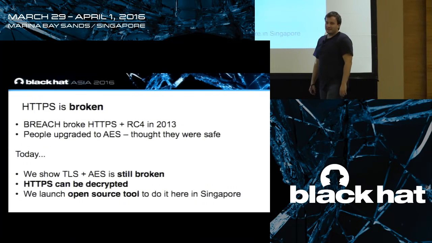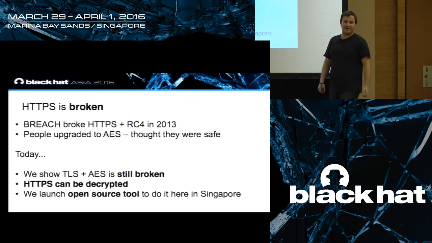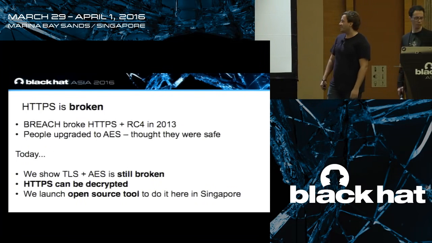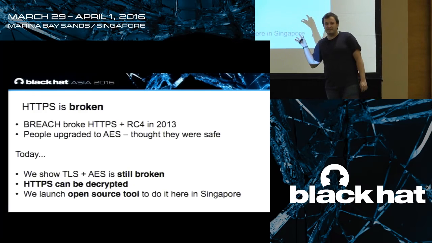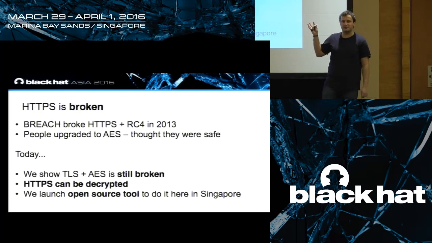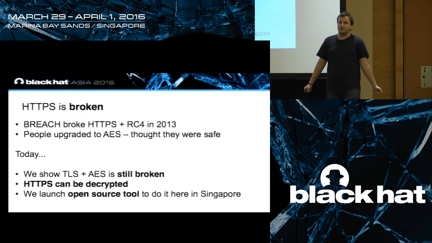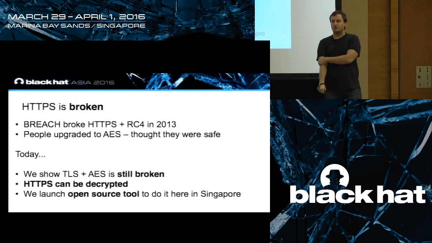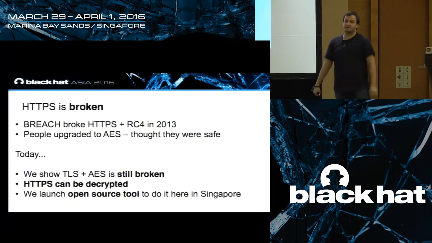So what we're going to show you today is that HTTPS is broken. And, well, we knew that from Black Hat 2013, but we kind of thought we fixed this by switching to block ciphers with AES. But, in fact, AES is also vulnerable. So we'll show you why this is true, and we'll show how you can cryptanalyze HTTPS.